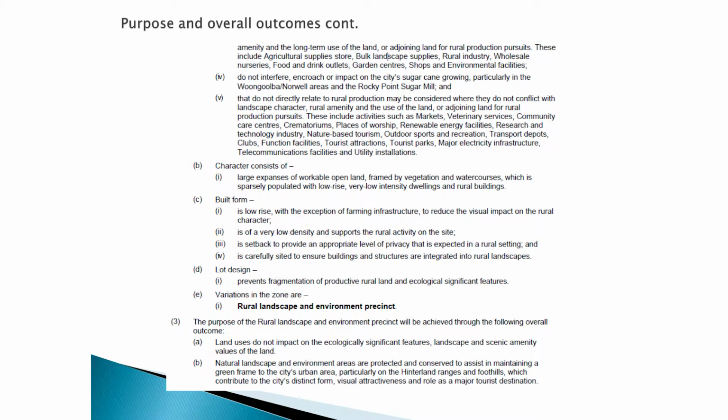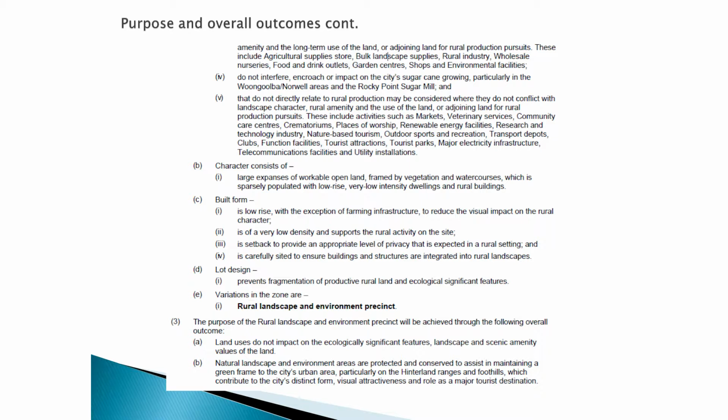Purpose and overall outcomes continued. It's about character, large expanses of workable open land framed by vegetation and watercourses, which is sparsely populated with low-rise, very low-intensity dwellings and rural buildings. The built form is set back to provide an appropriate level of privacy that is expected in a rural setting, and is carefully sited to ensure buildings and structures are integrated into the rural landscapes. So we believe quite clearly the 8 lots do not achieve this.